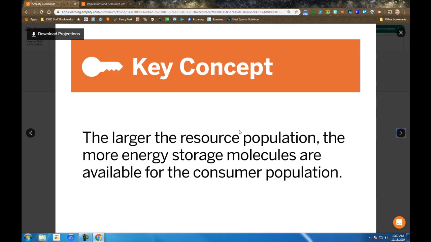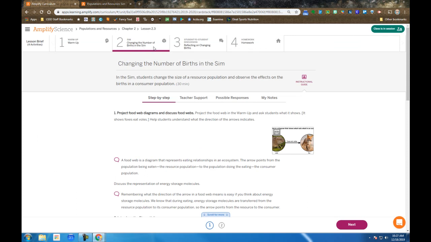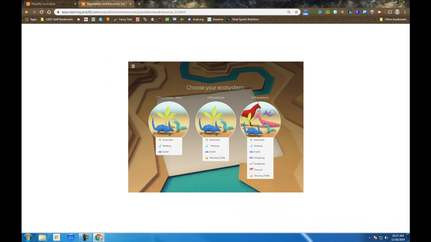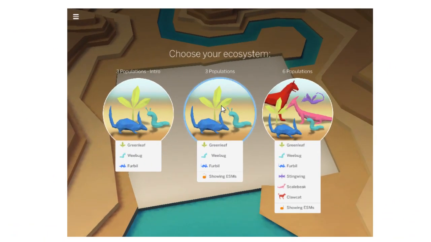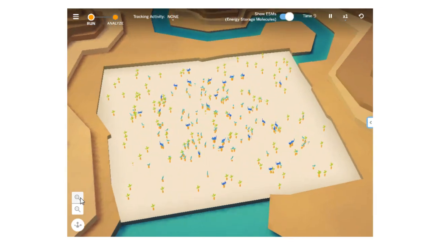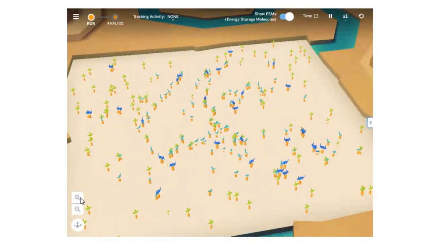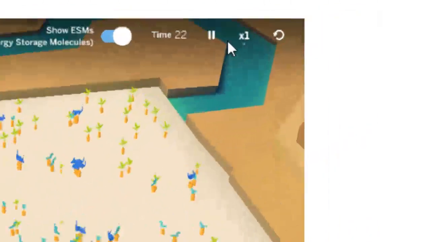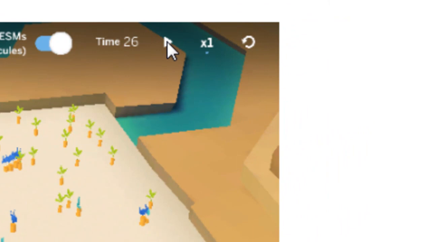And the key concept here today is that the larger the resource population, the more energy storage molecules are available for the consumer population. So as we go through this lesson, and we're back into the population and resources simulation, it instructs us to select the three populations. I'm going to zoom in a little bit, but since you're familiar with this resource and you've used it numerous times, we want to point out, reminding you that you'll be pausing and playing this throughout the lesson.